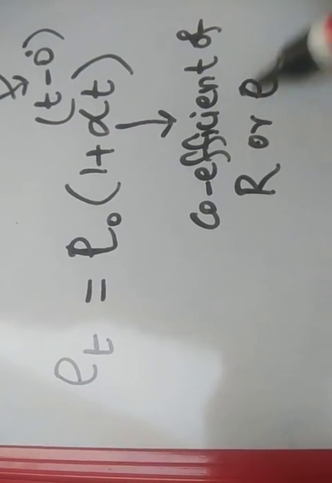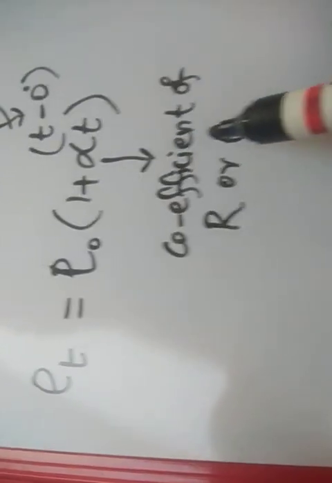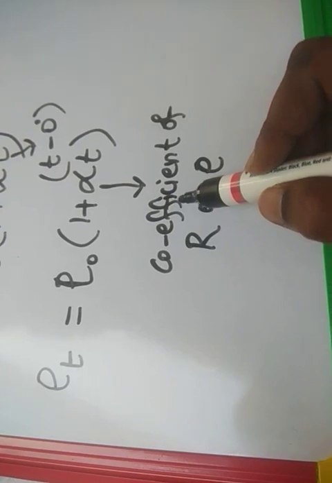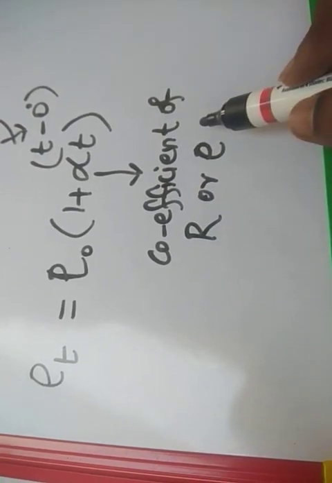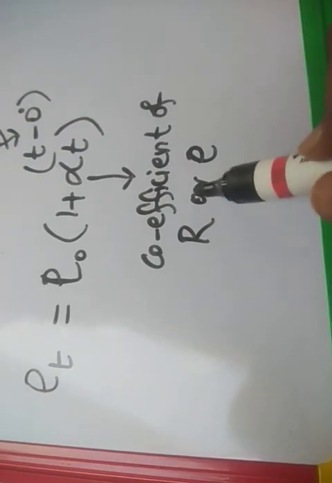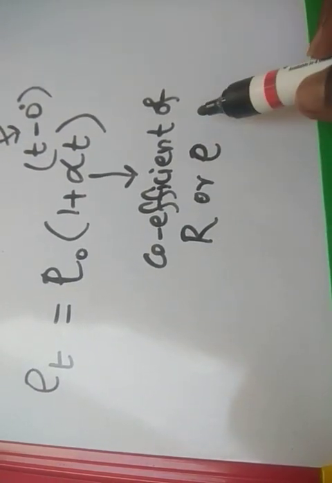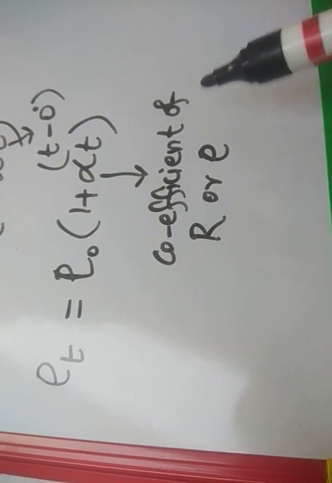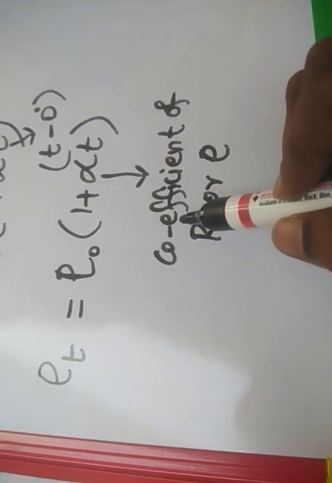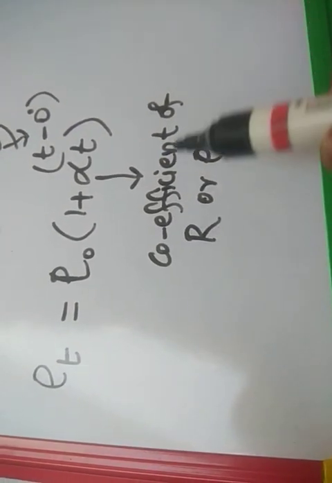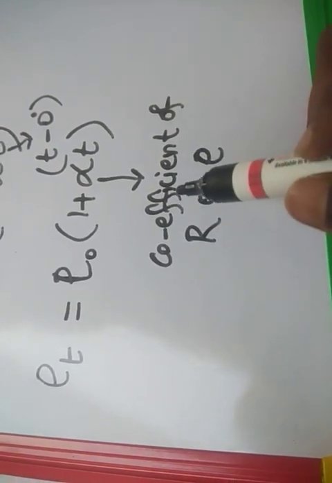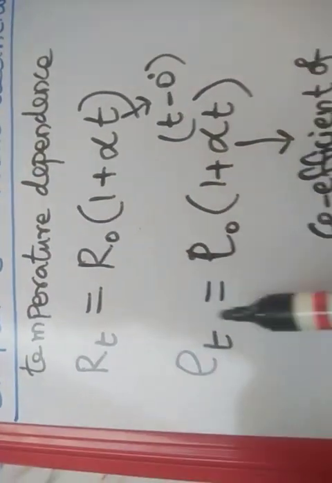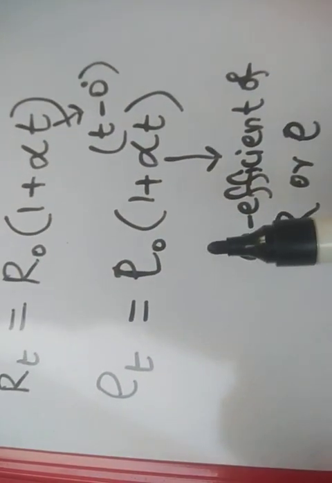When this coefficient of resistance is positive, it means that resistance and temperature are directly proportional. The example is metal. When the coefficient of resistance is negative, it means temperature and resistance are inversely proportional. When the temperature increases, resistance decreases, hence the conductivity increases. This is the example for a semiconductor. So for temperature dependence, these two equations you should remember.